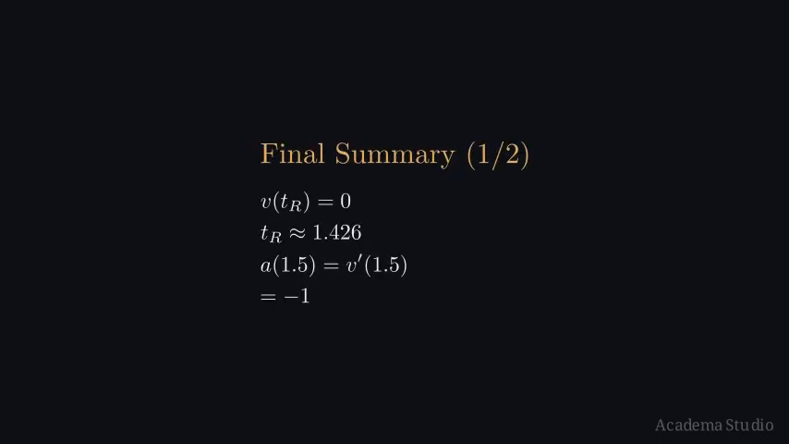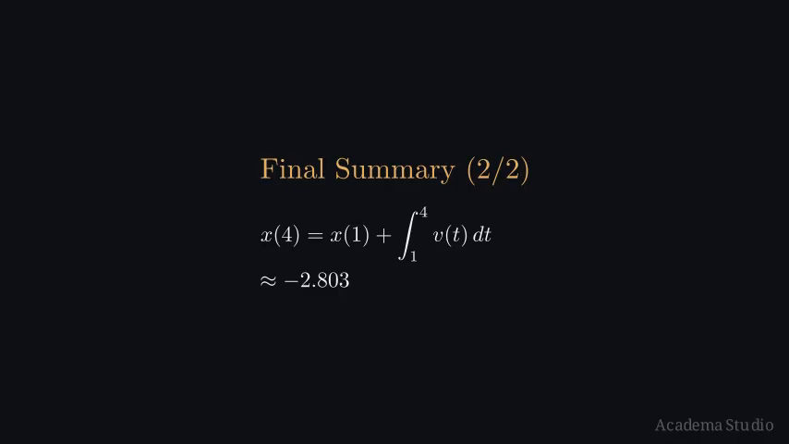To summarize, v(t_r) equals 0 at t_r approximately 1.426, and a(1.5) equals v prime of 1.5 equals -1. The key equations are shown on the screen. To summarize, x(4) equals x(1) plus the integral from 1 to 4 of v(t) dt. The key equations are shown on the screen.